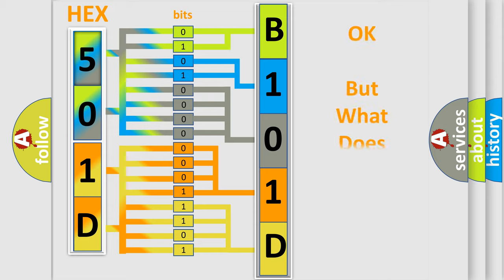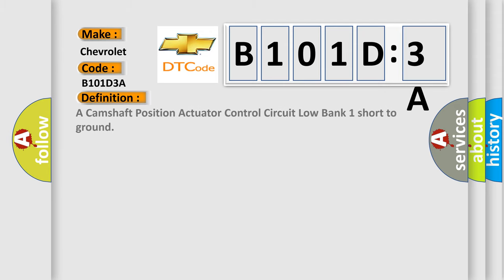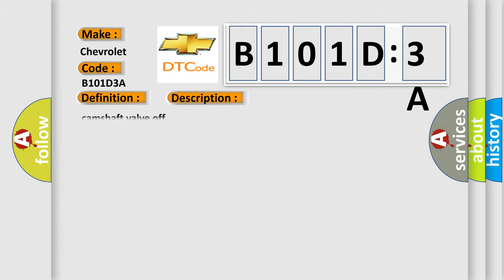The number itself does not make sense to us if we cannot assign information to what it actually expresses. So, what does the diagnostic trouble code B101D-3A interpret specifically for Chevrolet vehicles? The basic definition is: camshaft position actuator control circuit low bank 1 short to ground. And now this is a short description of this DTC code.